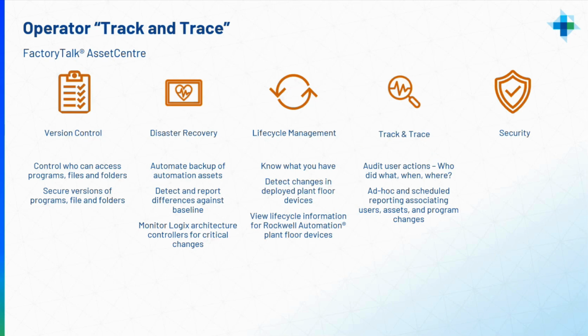Another capability that I want to cover is operator track and trace. Within AssetCentre, you've got a number of different types of logs that you can find that are separated depending on the type of log that you're trying to track. That could be things like system level events or user events, but essentially all these different logs are trying to show who did what, where, and when.